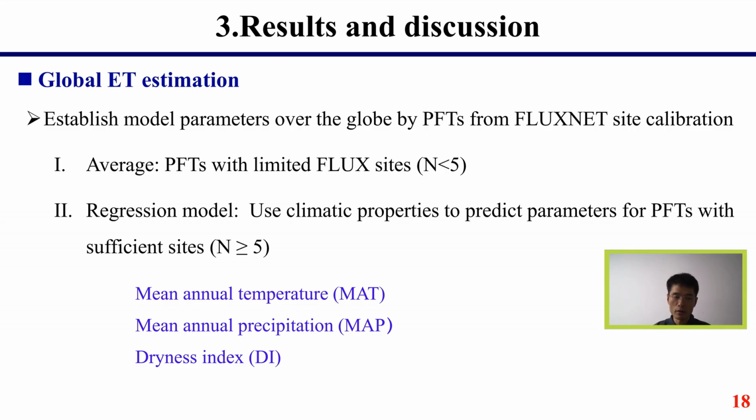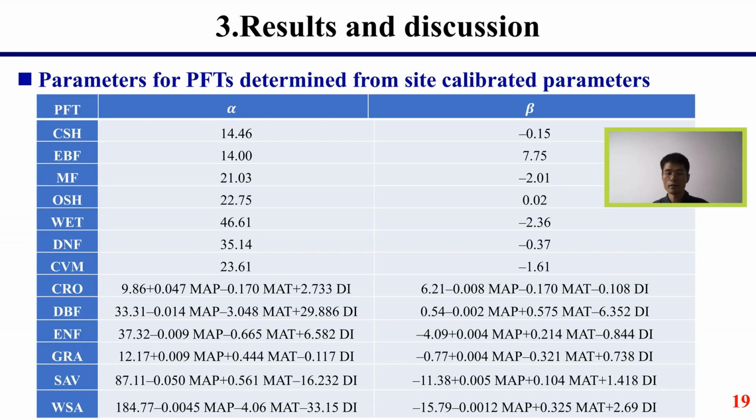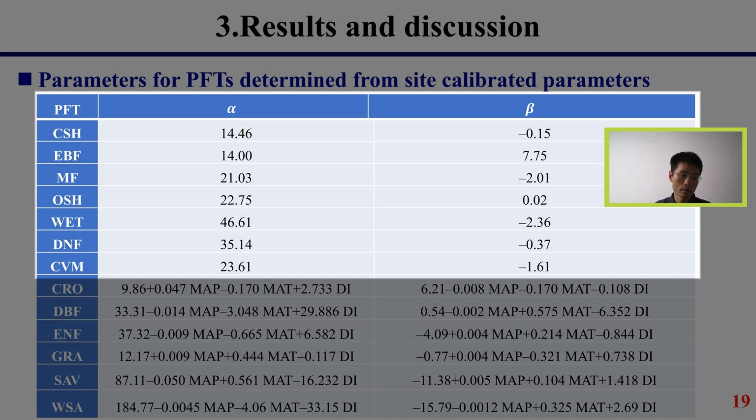If for a given PFT we have more than 5 flux sites, then we use 3 different meteorological characteristics to establish the model. Here we use multiple linear regression. We treat the parameter as the dependent variable, and these three are the driving forces as independent variables. So here is what we get. For PFTs like closed shrubland, wetland and open shrubland, we have limited FluxNet sites, so we derive the average of these parameters.